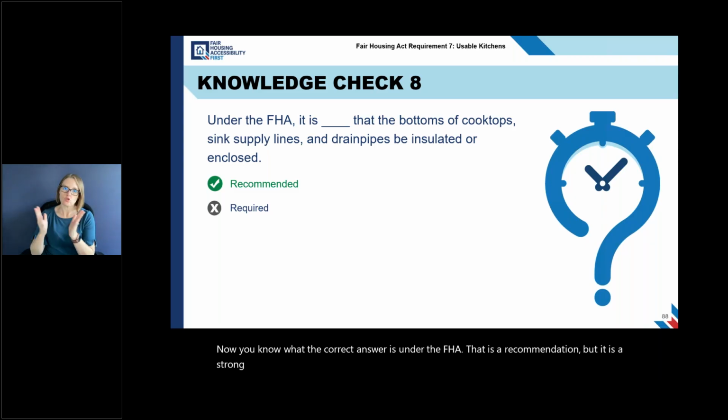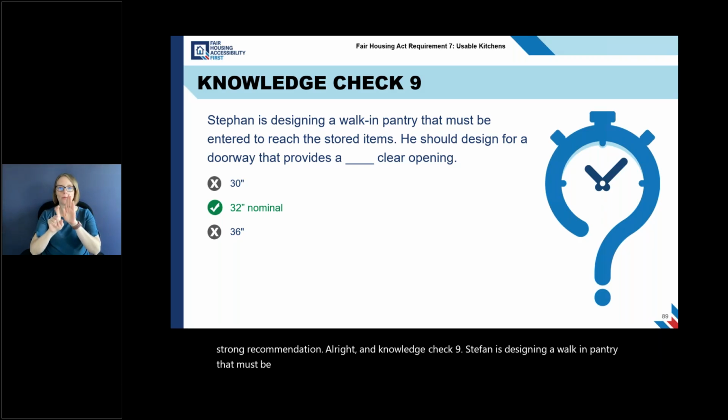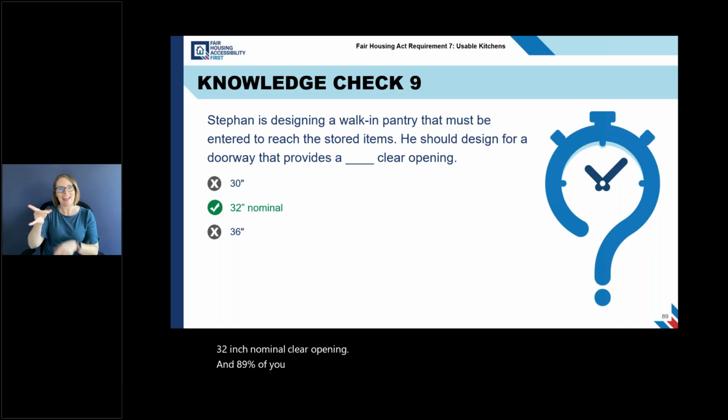All right. And knowledge check 9. Stefan is designing a walk-in pantry that must be entered to reach the stored items. He should design for a doorway that provides a 32-inch nominal clear opening. And 89% of you got that correct.